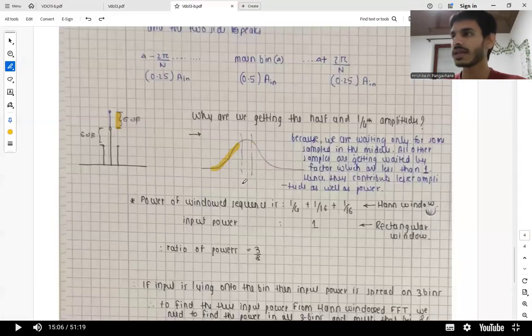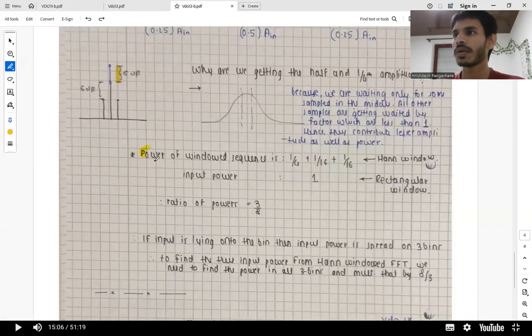So if we say lesser power, what do we mean by power? The power of the windowed sequence is basically the square of the amplitude. So it's the square of 1/2, and the square of 1/4. Basically, it is 1/4 and 1/16, and 1/16. And when we add them together, we get the power of our Hann window. And basically the input power, if we take it as 1, is given by a rectangular window.